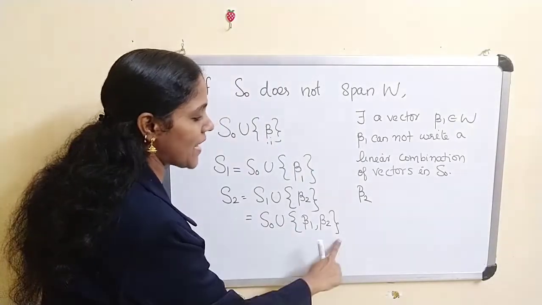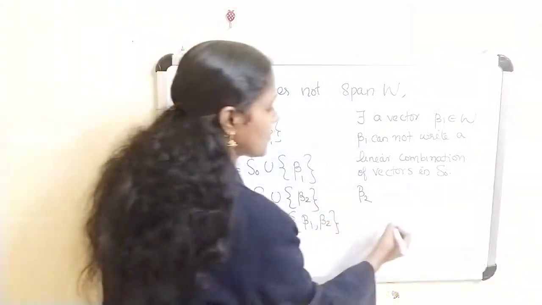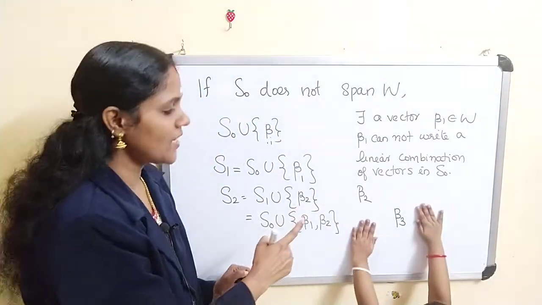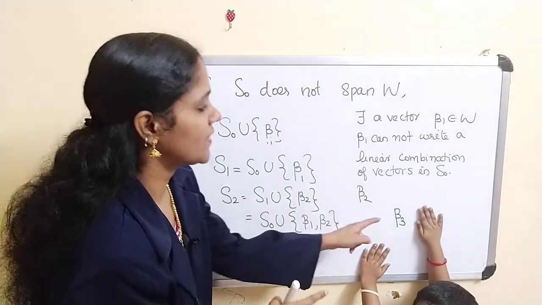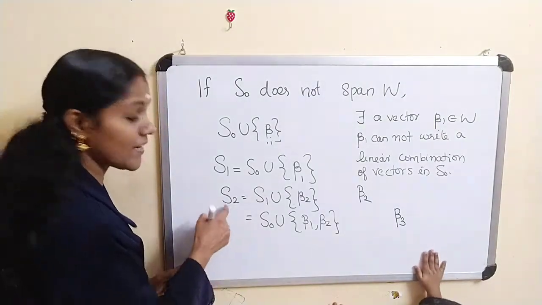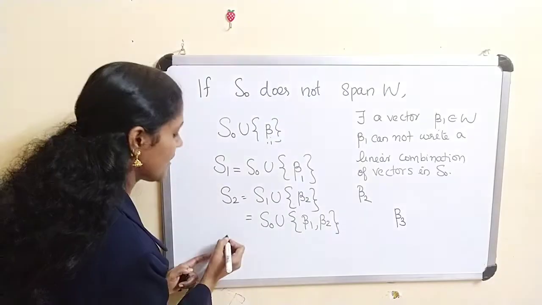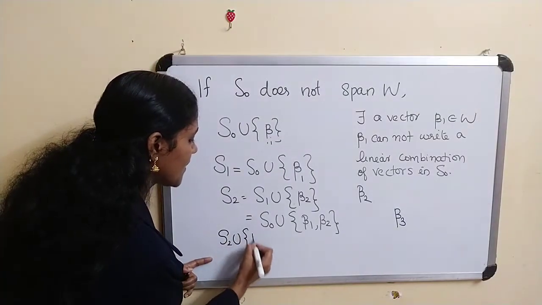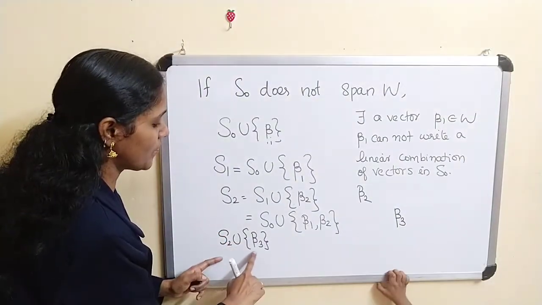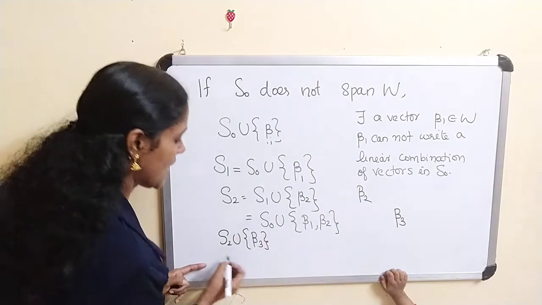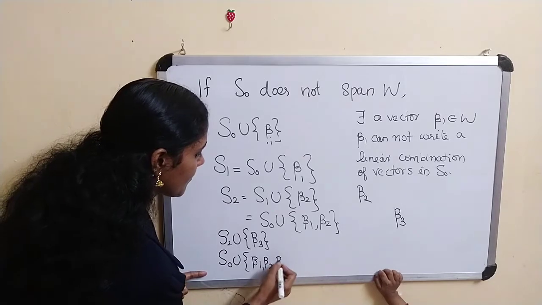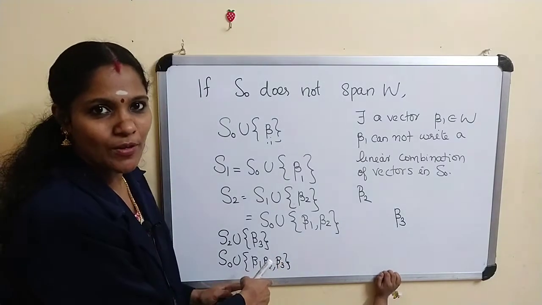Suppose S2 does not span W. That means there exists a beta 3 that is not in the linear span of S2. Since S2 is already linearly independent, S2 union beta 3 is linearly independent by our lemma. What is S2 union beta 3? This set is linearly independent, and it is S0 union beta 1, beta 2, beta 3. If it spans W, then we are done.